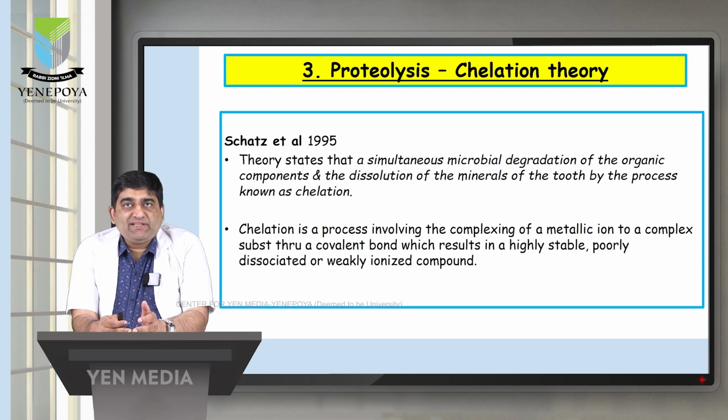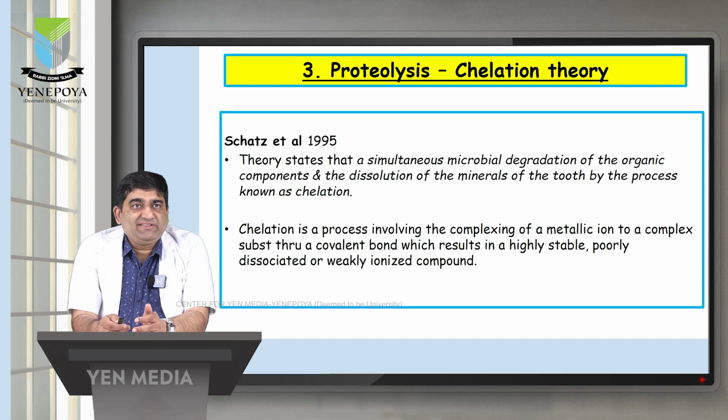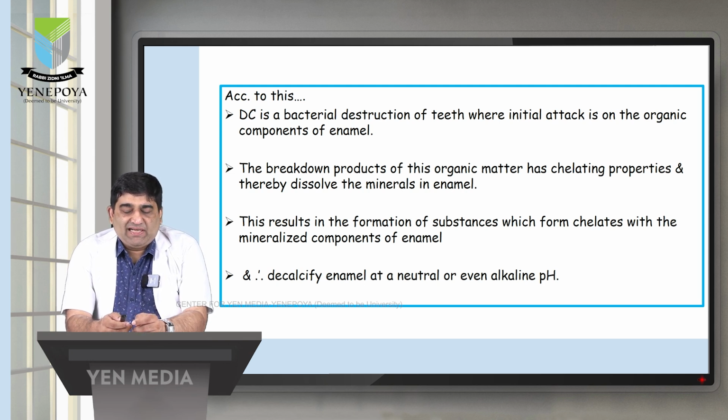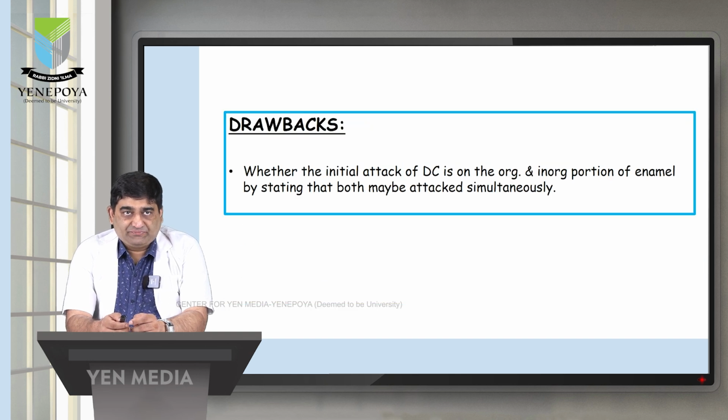The third theory is called the proteolysis chelation theory, in which there is simultaneous microbiological degradation of the organic components and the dissolution of the minerals of the tooth by a process known as chelation. According to this theory, dental caries is a bacterial destruction of the tooth where the initial attack is on the organic components of the enamel. The breakdown products of this organic matter have chelating properties and thereby dissolve the minerals in enamel. This results in the formation of substances which form chelates with the mineralized components of enamel and decalcify enamel at a neutral or even an alkaline pH. Drawbacks: whether the initial attack of dental caries is on the organic or inorganic portion of the enamel is not clear, and it is stated that both may be attacked simultaneously.